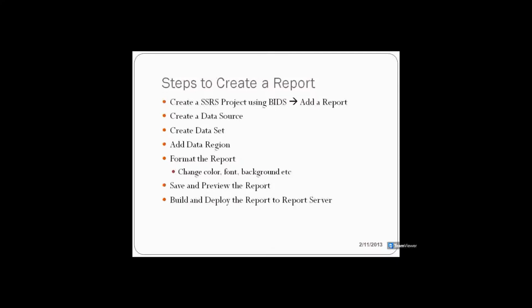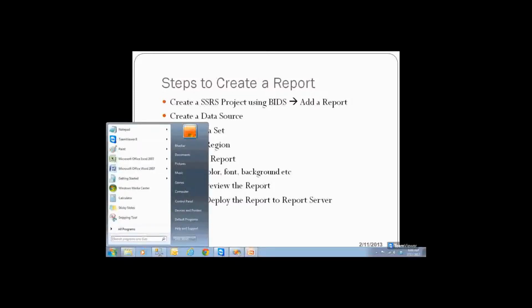Now the second step would be create a data source. Then third step, create a data set. Then fourth step, add a data region. Then format the report, change color, font, background, etc. Save and preview the report and build and deploy the report. So these are the steps to create a report in SSRS. Whether you create Y report or X report, these are the standard steps. Create a new report in BIDS, then create a data source, create a data set, add data region, format the report, and save and preview the report.